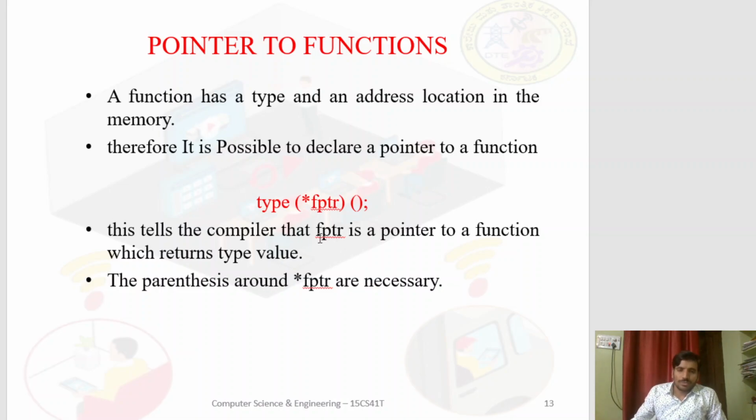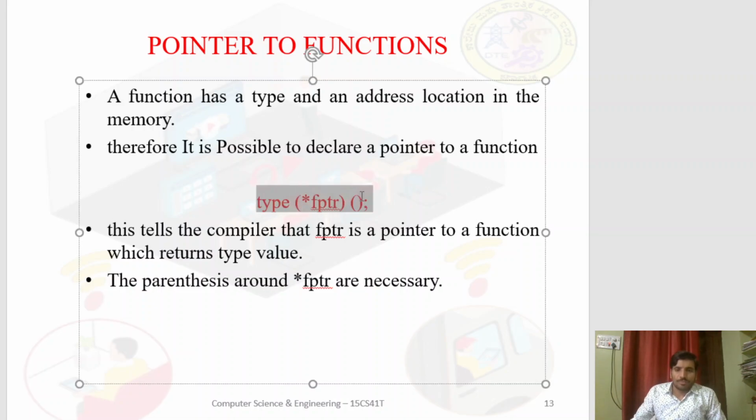The syntax of this one is: type (*function_pointer)(). So this parenthesis represents the function. This is compulsory. For the compiler to understand it as a function, you must put the parenthesis. This tells the compiler that function pointer is a pointer to a function which returns a value of that type. It returns whichever data type we have declared here.